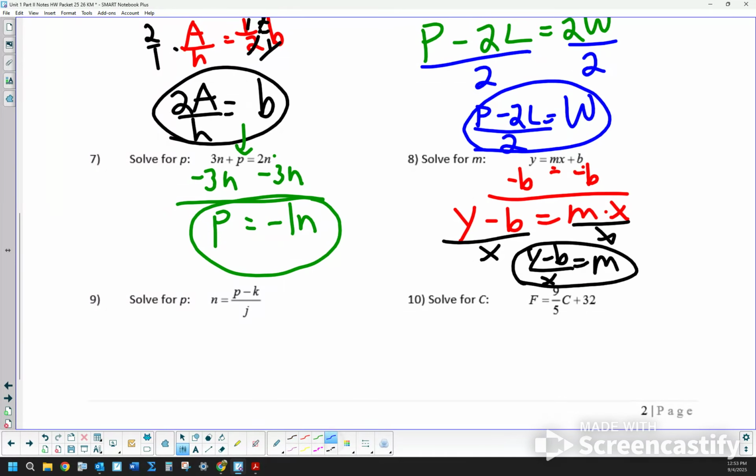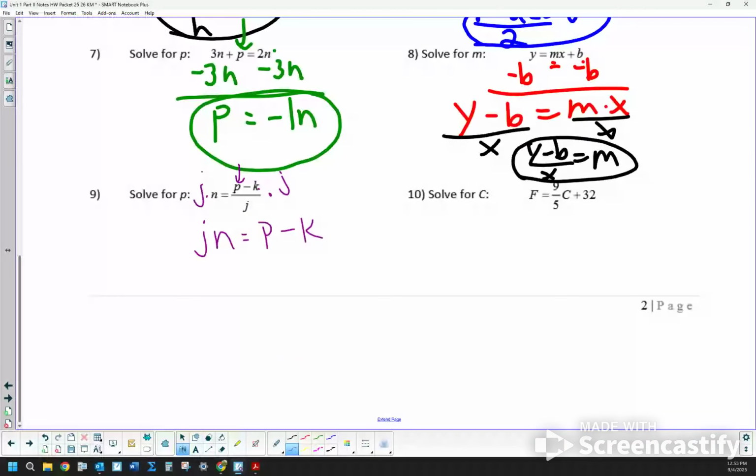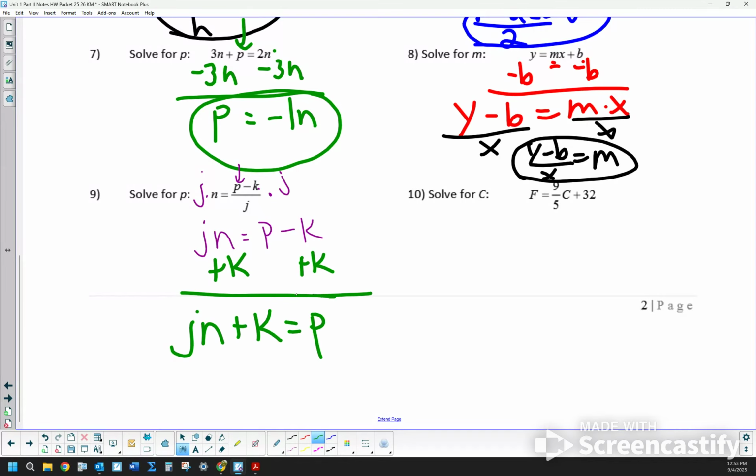Okay, and then we'll do another one here. Solve for p. Here's where p is. K is close to p, and j is further away. So you want to start with the furthest away piece. It's being divided by j, so I'm going to multiply by j. So j times n equals p minus k. To undo that minus k, we can add k to both sides. Jn plus k equals p. And this is your final answer.